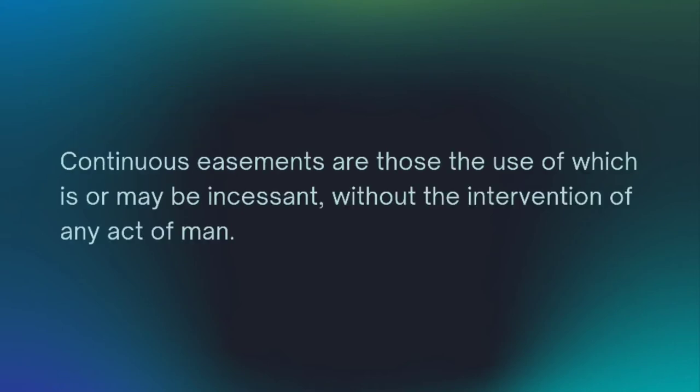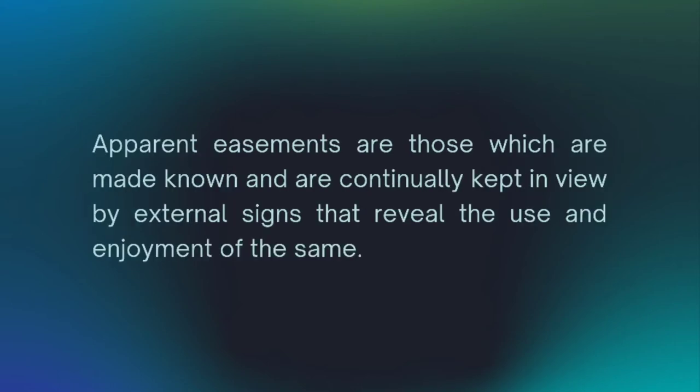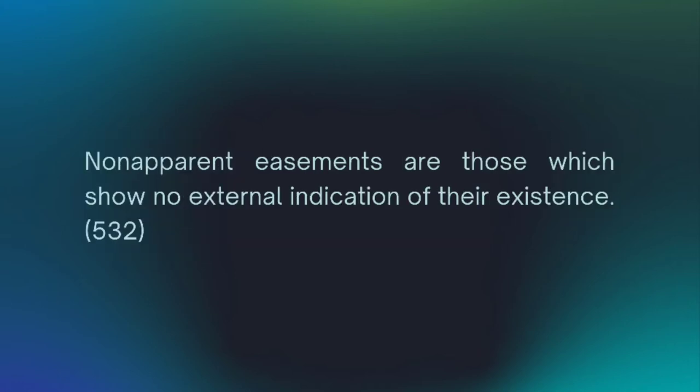Continuous easements are those the use of which is, or may be incessant, without the intervention of any act of man. Discontinuous easements are those which are used at intervals, and depend upon the acts of man. Apparent easements are those which are made known, and are continually kept in view by external signs that reveal the use and enjoyment of the same. Non-apparent easements are those which show no external indication of their existence.